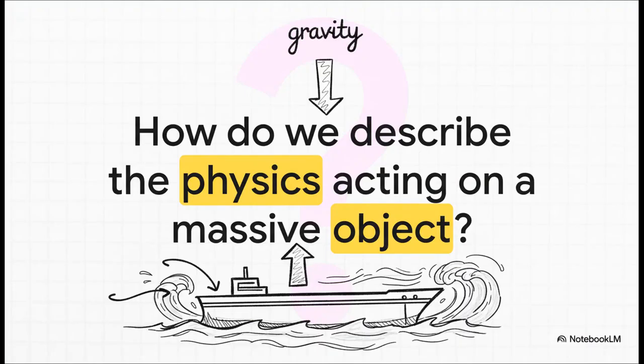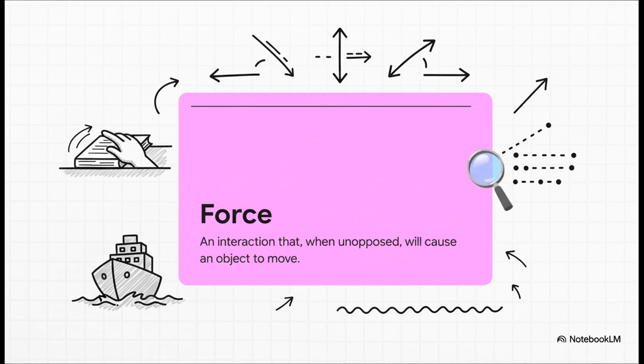So, how do we even begin to talk about this stuff? I mean, think about it. A ship has gravity pulling it down, but buoyancy pushing it up. It's got wind shoving it from the side and waves pushing it all over the place. We need a really clear, systematic way to define all of these interactions. And that brings us to this simple but incredibly powerful definition.